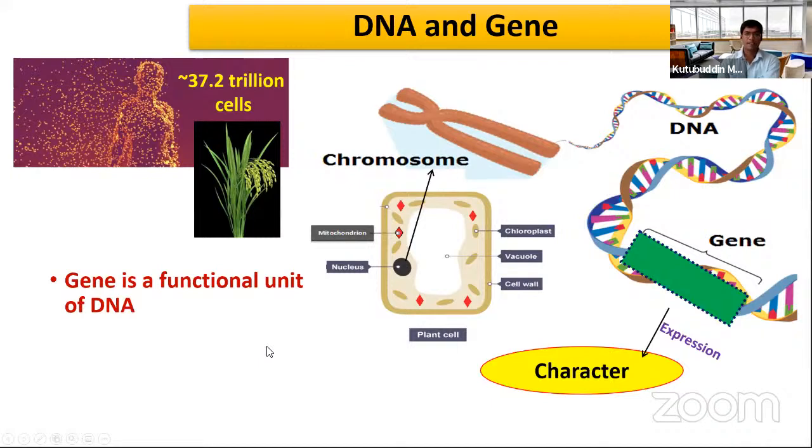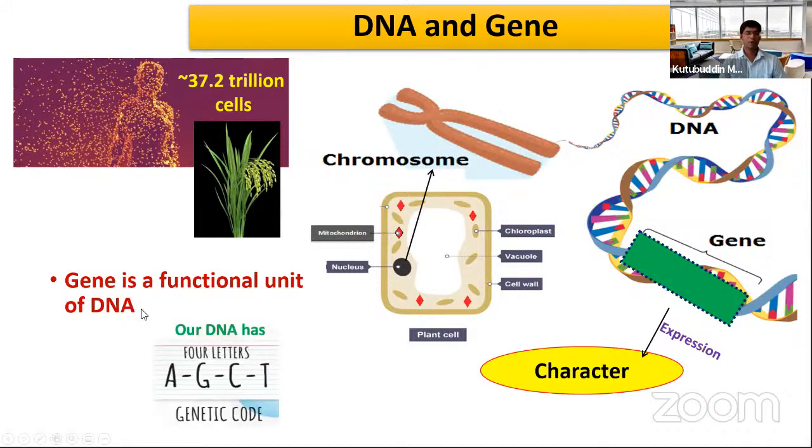Okay, so what is there in our gene? If you see, our DNA has 4 different letters. It is nothing but different kinds of sequences of 4 letters, that is adenine, guanine, cytosine, and thymine, abbreviated as A, G, C, and T. And different sequences make up the genetic code, and this genetic code actually controls almost everything in an organism. So DNA is nothing but different kinds of sequences of these 4 letters.